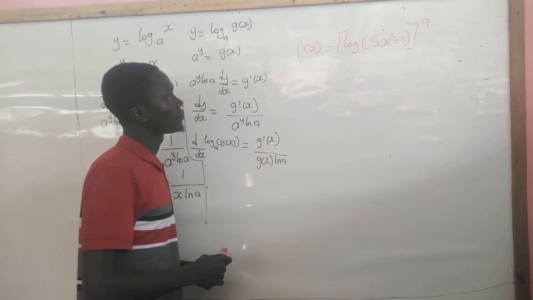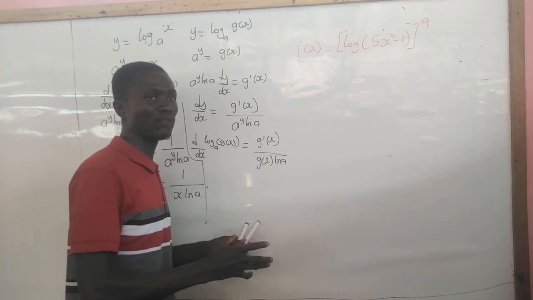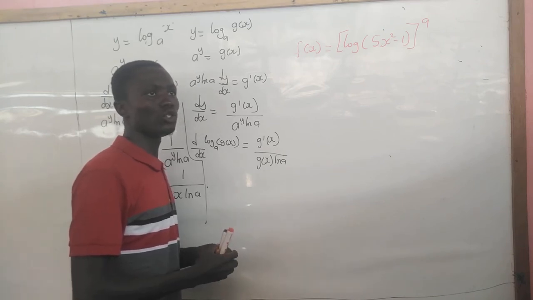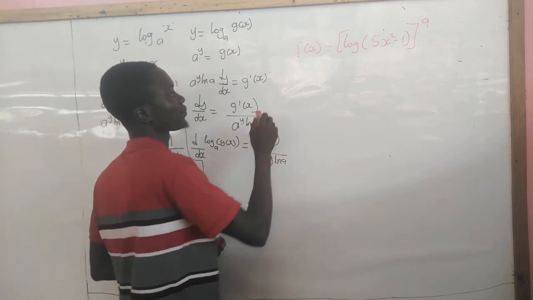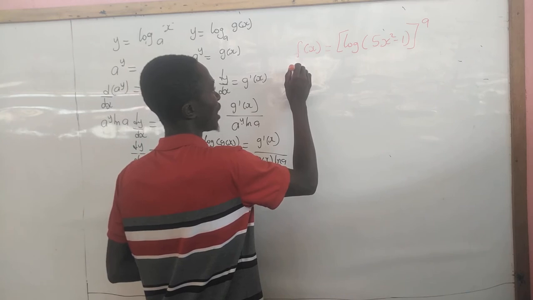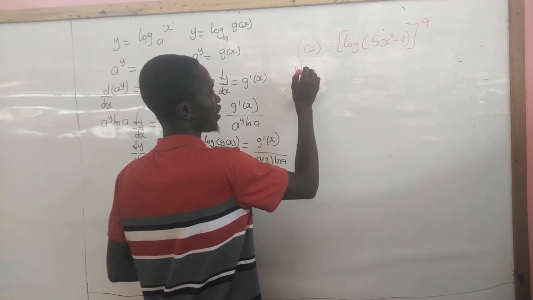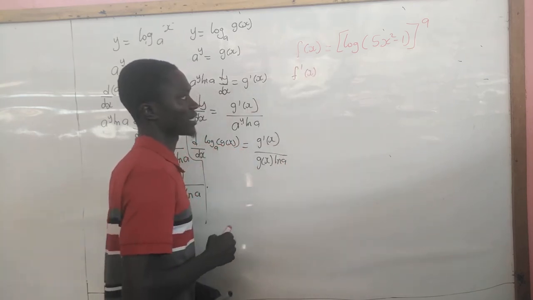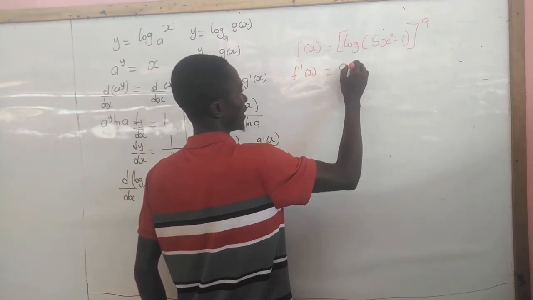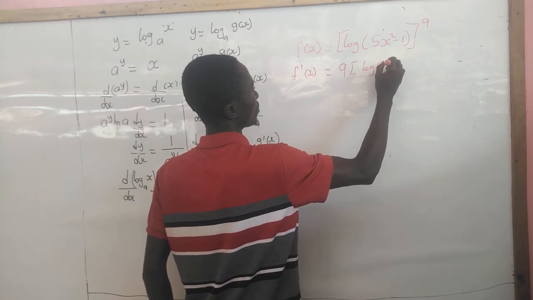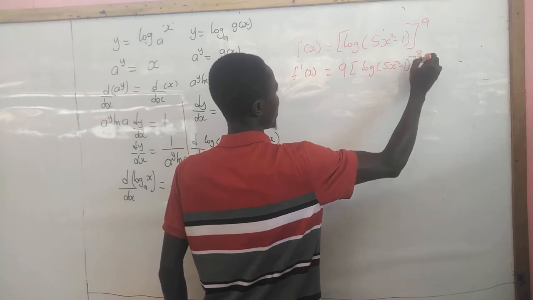Here, this is a function of a function. So, we are going to use the chain rule again. So, check the description for my videos on how to use the chain rule. That is doing the chain rule in your head. So let's do it in our head. First, we are going to have f prime of x, that is the derivative of f with respect to x, to be, you bring this 9 in front. Then we have log 5x squared minus 1. Then we subtract 1 from this to get 8.